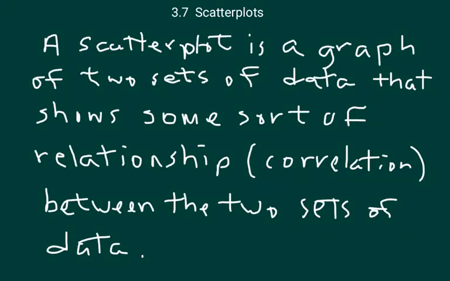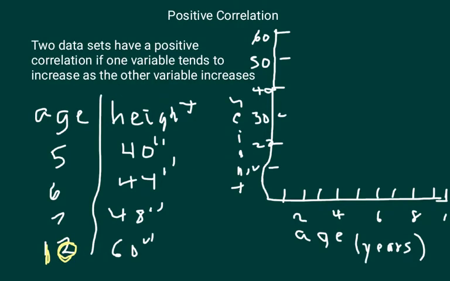A scatterplot is a graph of two sets of data that shows some sort of relationship or connection or correlation between the two sets of data. If the correlation between the two data sets is such that as one variable goes up, the other goes up or increases, then we call it a positive correlation.